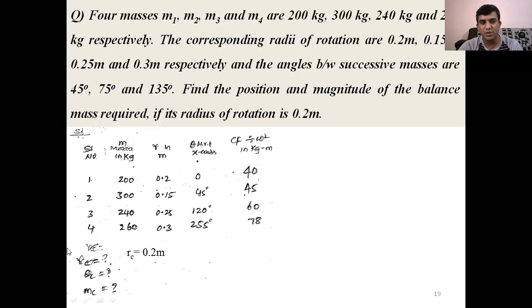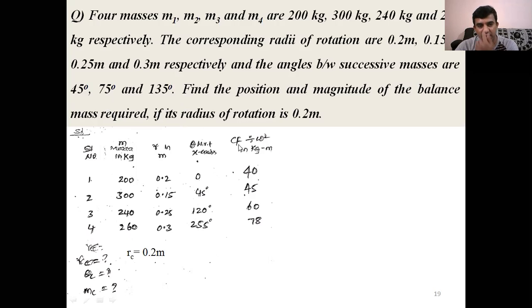Okay, here either go for constructing a table or write the given data. See what are the given data? Serial number here, 4 masses are given, each mass quantity is given, radius of rotation is given, and orientation is given. See the orientation. First mass, second mass with respect to first mass it is 45 degree. Third mass with respect to second mass how much? 75. But I need it with respect to the horizontal line. With respect to first mass means 75 plus 45 will get 120 degree. Again fourth mass with respect to third mass it is 135, but I need it for the first mass, means 135 plus 120 will get 255 degree.